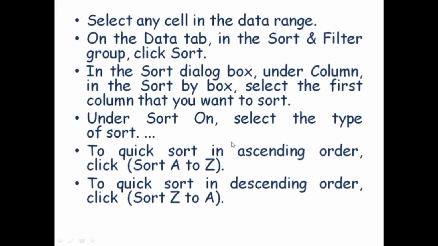After that you have to select the type of sorting, like if you want to arrange the data in ascending order, then you have to click on Sort A to Z, whereas if you want to sort the data in descending order, then you have to click on Z to A. Now we will do this with the help of the Excel data sheet. So for that we will move towards our Excel screen.